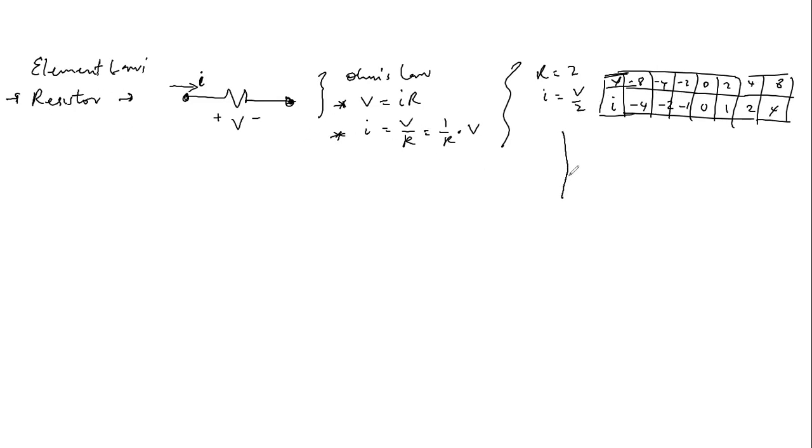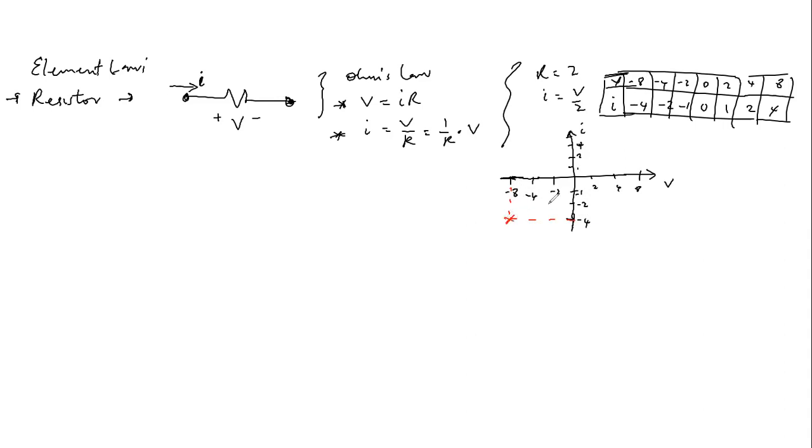So let's try to plot this. Let's assume this is the I axis and this is the V axis. In V we have 2, 4, 8, then minus 2, minus 4, minus 8. Then for I, we have 1, 2, then 4. Then here we have minus 1, minus 2, minus 4. So at the point minus 8, minus 4, we can plot this.